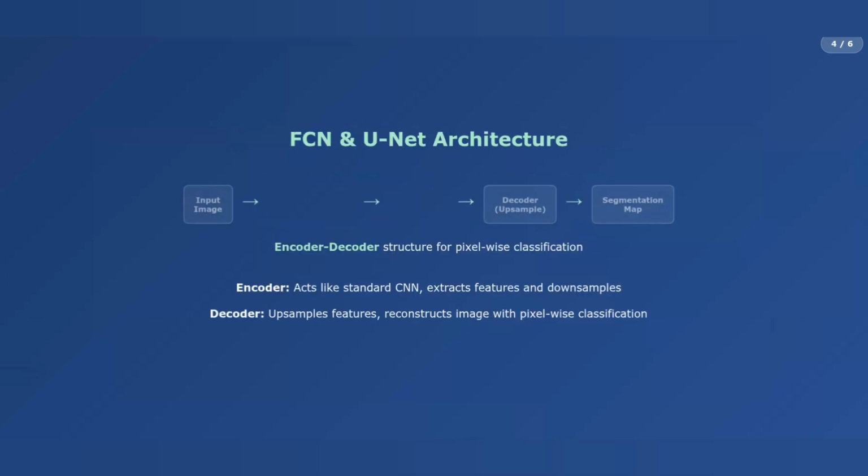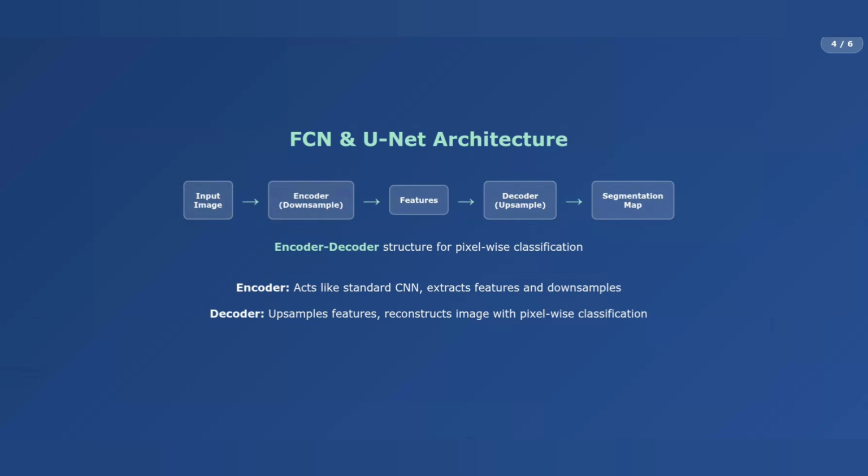Common architectures for semantic segmentation include fully convolutional networks, FCNs, and U-Net. These networks typically use an encoder-decoder structure. The encoder part acts like a standard CNN, extracting features and downsampling the image. The decoder then upsamples these features, reconstructing the image while performing pixel-wise classification.